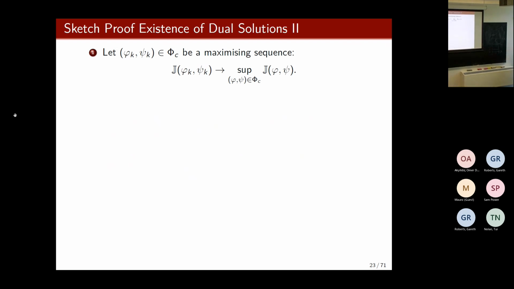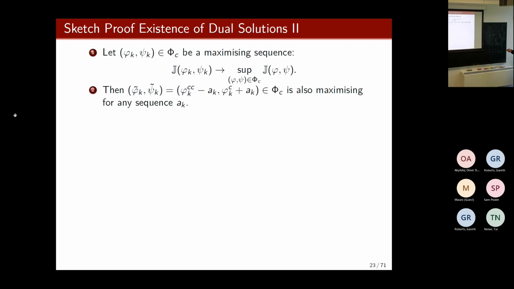Okay. So it's I guess a standard sort of argument for the calculus of variations. We just have to go through a few steps. So I take a maximizing sequence. This is going to be my phi k and psi k. So these are converging to the supremum. Now I modify this slightly by looking at the second C transform and the first C transform, and I add and subtract some constant A, which I define now.